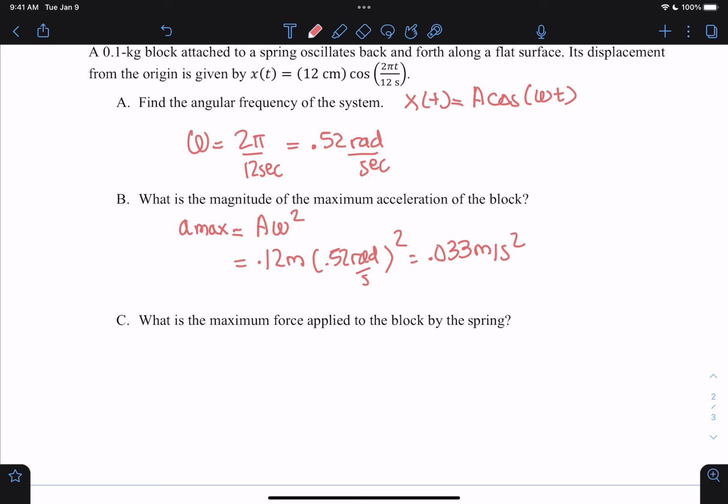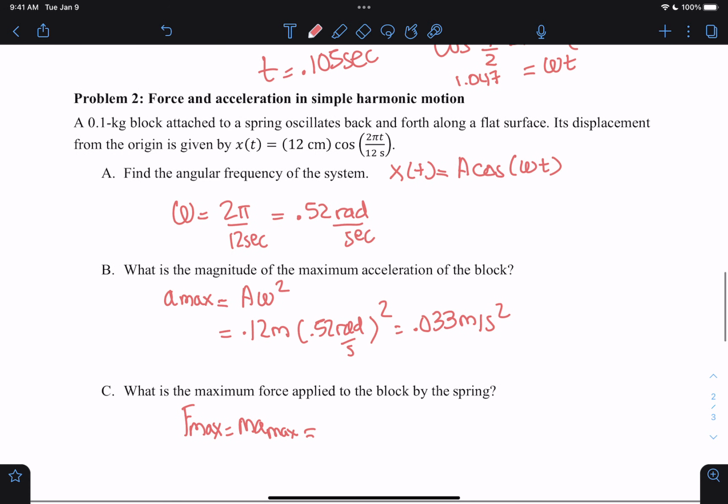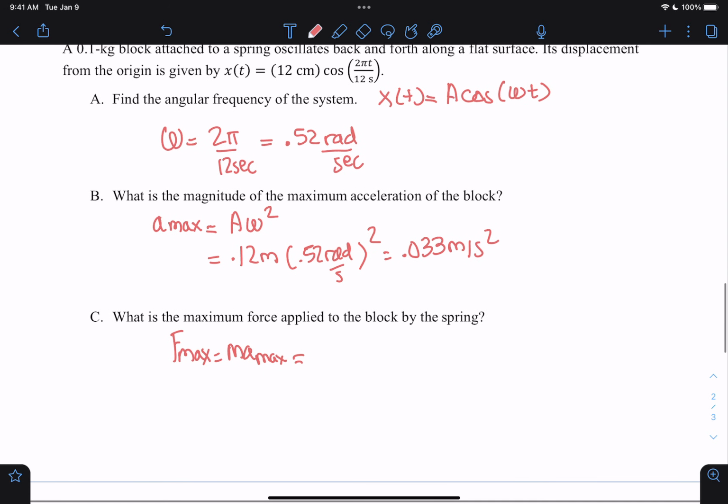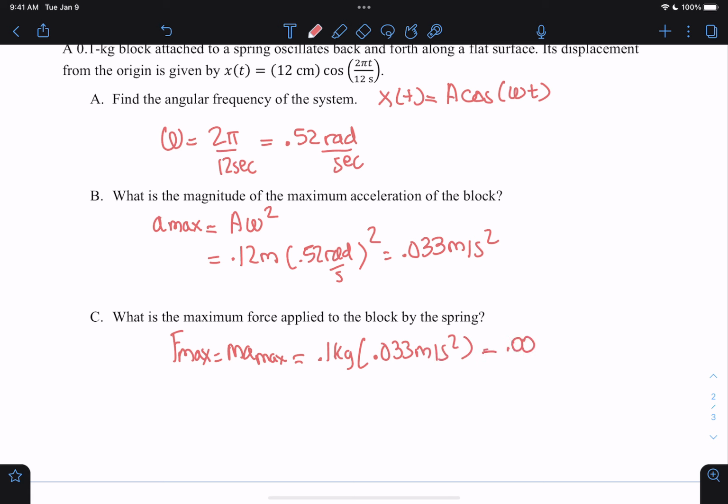And then finally for the maximum force. If we're looking at maximum force, then that corresponds to the maximum acceleration. We already have our maximum acceleration from part B, and we have the mass of the block in the problem, so this is a simple plug and chug again. 0.1 kilogram times 0.033 meters per second squared, and that leaves us with 0.0033 newtons.